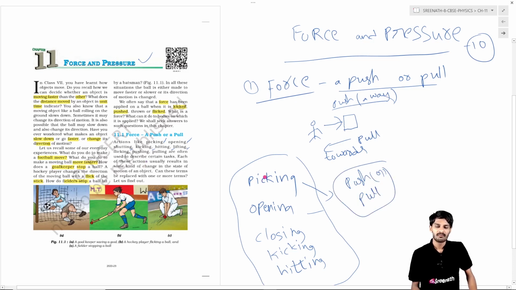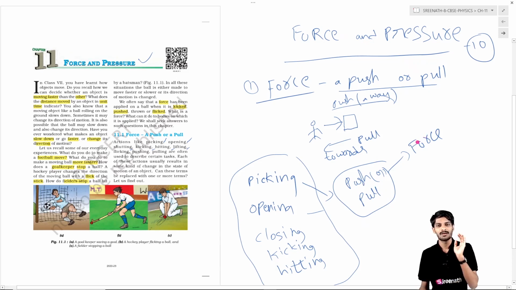In all these actions, whether we are pushing something or pulling something, that push or pull is called force. What we are calling force means we are pushing something or pulling something. Force is nothing but push or pull. We are daily doing so many activities, and in all those actions, we can categorize them into push or pull, and that push or pull is nothing but force. I think now you can understand what is meant by force.